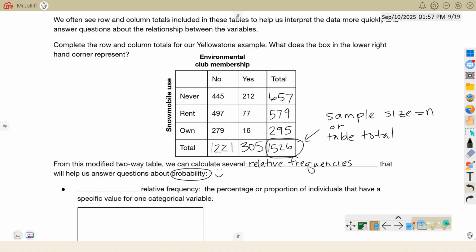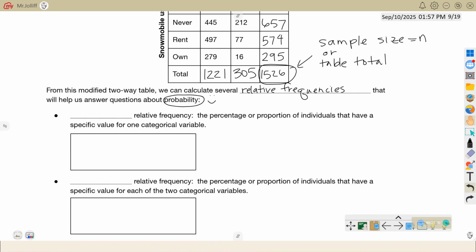Okay. So first, the proportion or percentage of individuals that have a specific value for one of the categorical variables, meaning I am focusing on just one variable, one category in that variable. That is one of my rows or one of my columns. That is called a marginal relative frequency.